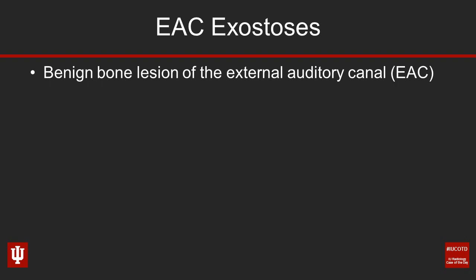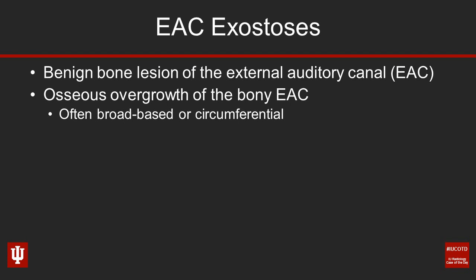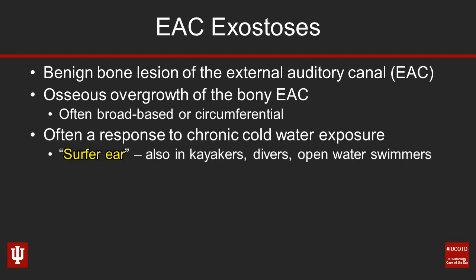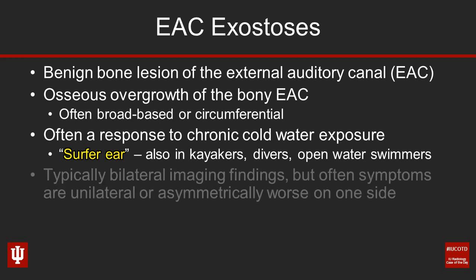They have EAC, or external auditory canal exostoses, and these are benign bone lesions that we see pretty uncommonly in the external auditory canal. This is simply a bony or osseous overgrowth. They're oftentimes broad-based or circumferential, and they're thought to be, at least in a lot of cases, a response to chronic cold water exposure. So this oftentimes goes by the name of surfer's ear, but it's also been reported in kayakers, divers, open water swimmers, people who have chronic cold water exposure into their external ears.